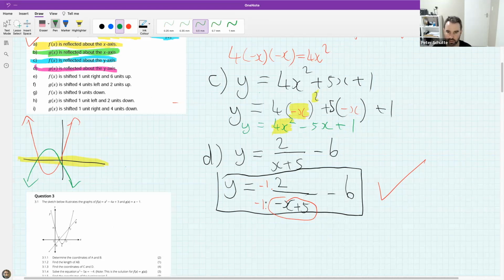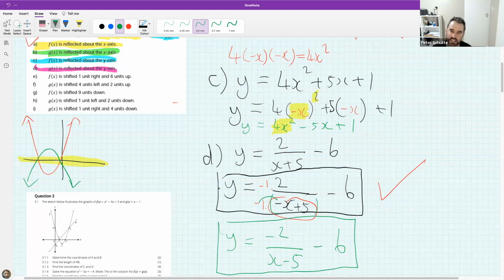So let's see how this works. Minus 1 times 2 is minus 2, and minus 1 times minus x plus 5, I actually need to multiply this in. So minus 1 times minus x is x. Minus 1 times plus 5 is minus 5. And then the minus 6 gets left all by itself because these were only applying to the fraction. Now, that's not obvious, but I think when you look at the minus ones, you can convince yourself of it.